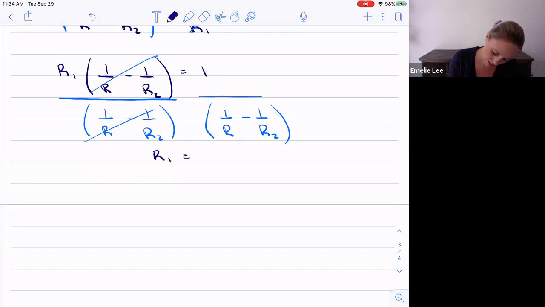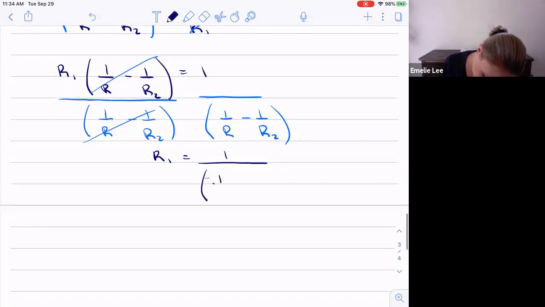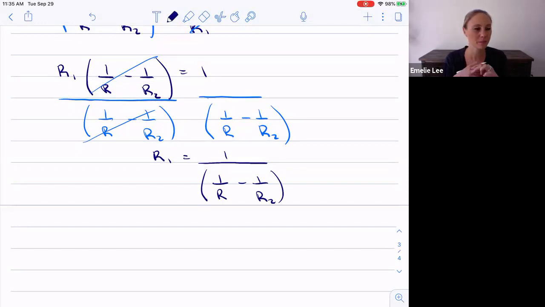So R1 equals 1 divided by, and there's space here because I had the fraction taking up 2 spaces, but 1 divided by this whole thing. 1 divided by 1 over R minus 1 over R2. Good. Oops, no negative, that's just a stray pencil mark. Nice. Okay.